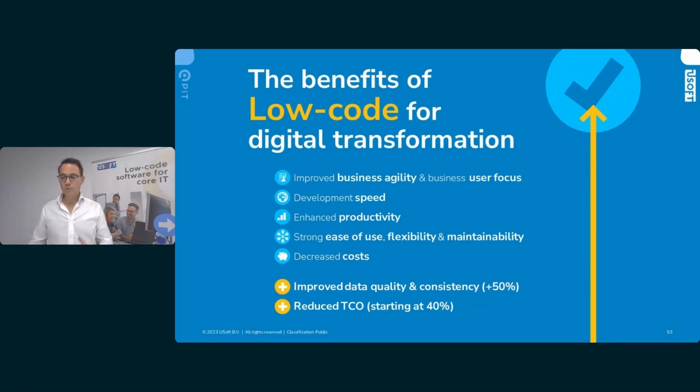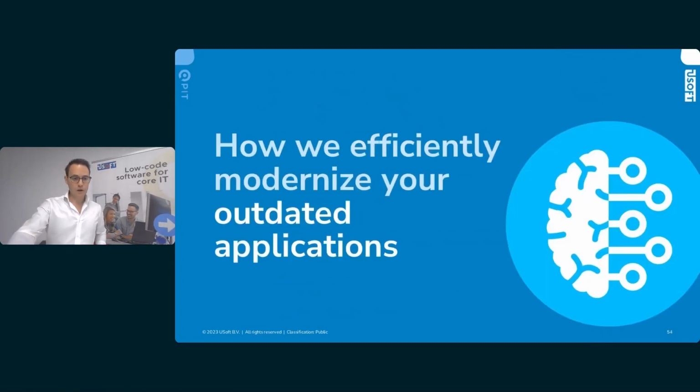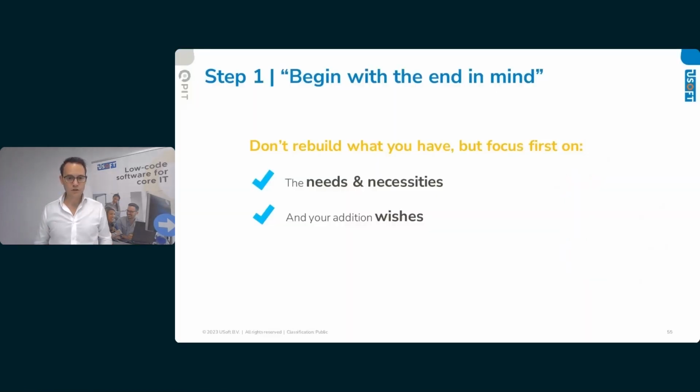Okay, and then we come to the topic of modernization. So a specific problem that we see in organizations today is you've got outdated applications, and how can you effectively modernize these? And the important thing is what Ruurd already mentioned in the beginning. You need to really consider, what do I want to achieve? So just building what you already have will probably not suffice for today and for the future. So again, that business starting point is critical. What are your needs and necessities? What are your wishes? And exactly what type of solution do you need to deliver?